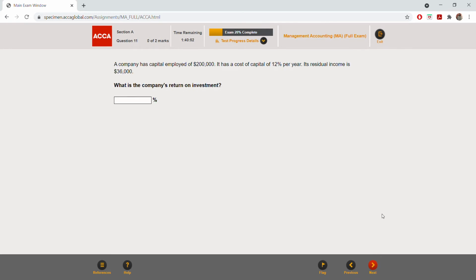Next, again, what is the company's return on investment? Capital employed 200,000, cost of capital 12%, residual income 36,000. For this reason, you have to know all the ratios and how to calculate them. So how do you calculate this?